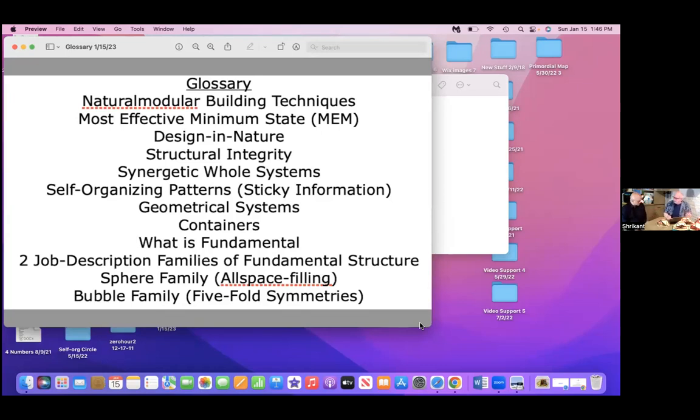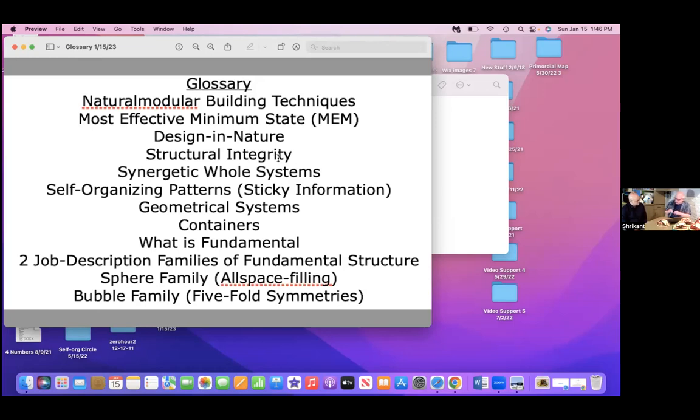Natural modular building techniques come out of the new tools geometry that I developed. This is about everything being connected to everything else, and the communication networks that exist. All of the stuff we've been talking about is natural modular building techniques. The most effective minimum state, design in nature, we've talked about. Structural integrity is about these communication networks between the integral parts, and integral is a part essential for the completion of the whole.